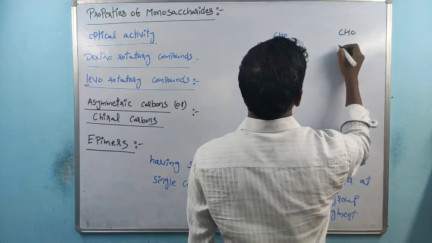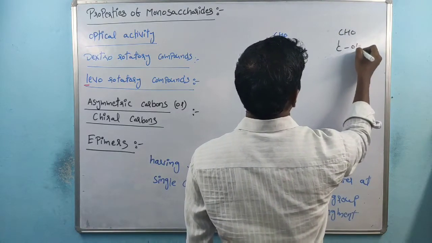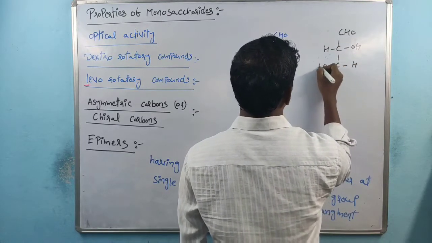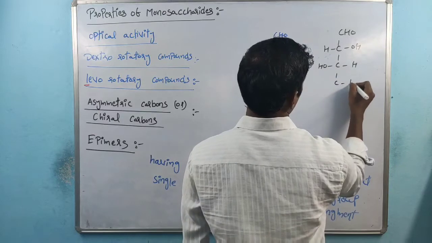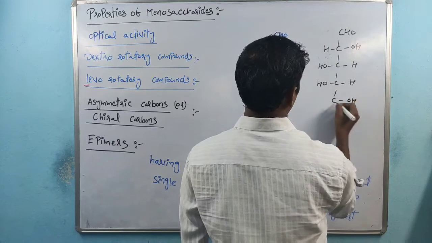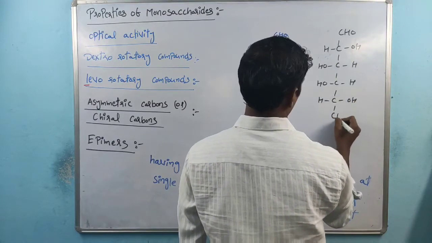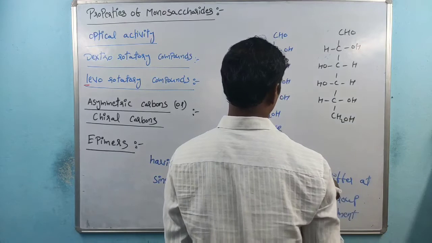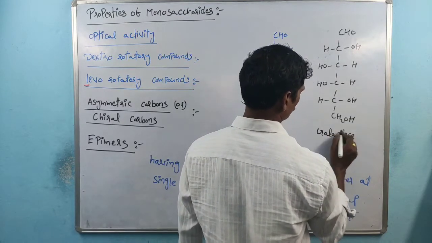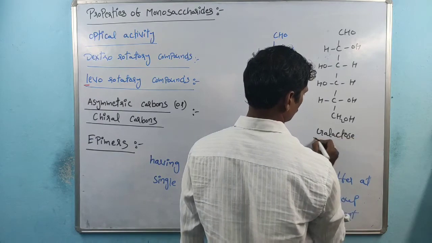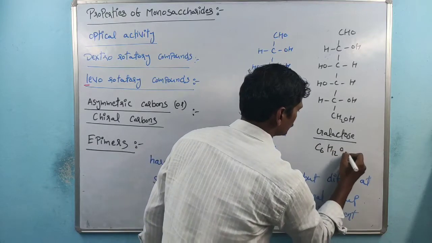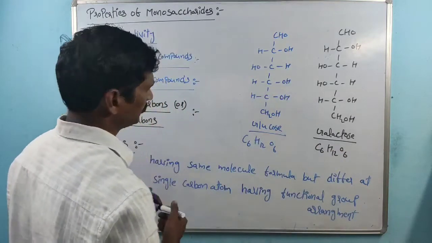Coming to the next one, galactose. Here CHO, OH, H, and H. This is the OH, and this is the H, and this is the OH, and this is the OH, and this is the H, and this is the CH2OH. So this is the structure of galactose. Here the formula is C6H12O6.